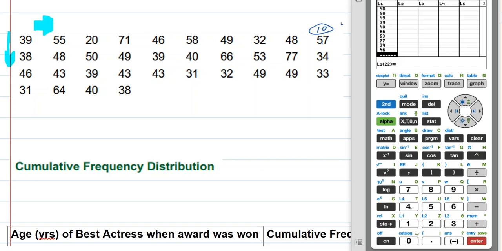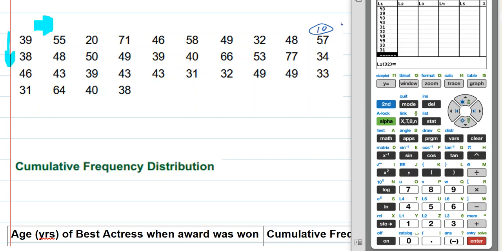46, 39, 43, 43, 31, 2, 49, 49, 33. So it should be at 31. I don't have any large numbers where I've duplicated or hit too hard on the key.